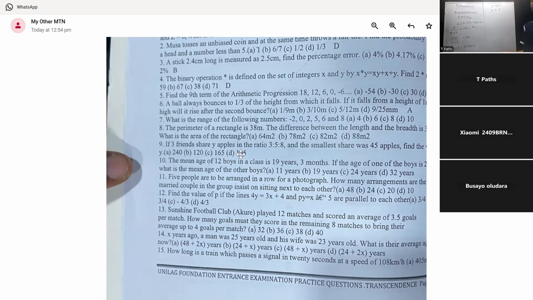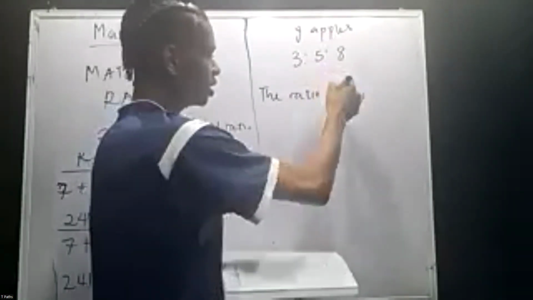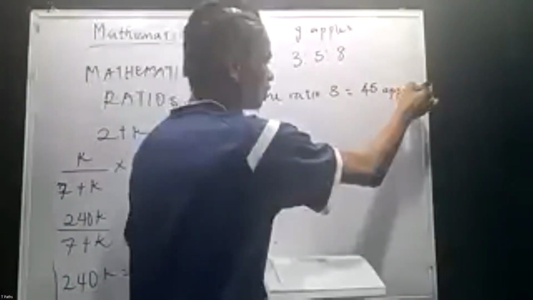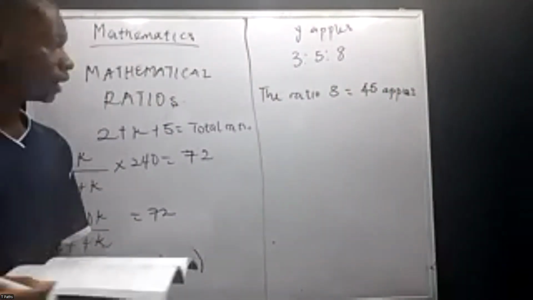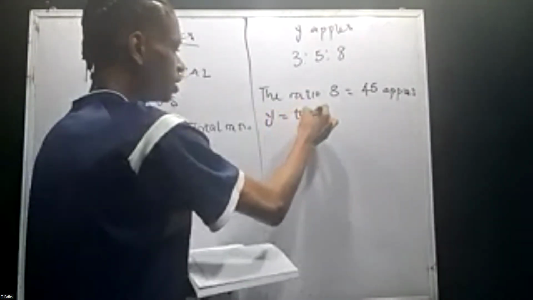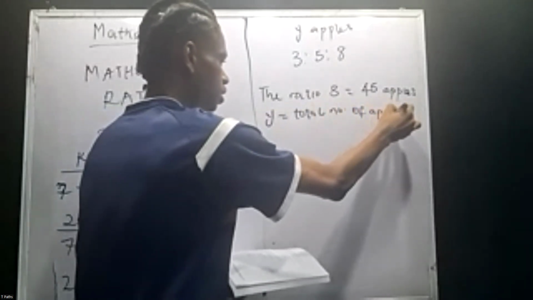So the smallest share is the value with the smallest ratio. So this ratio, the one with the ratio 3, the friend with the ratio 3 had 45 apples. So now we have to calculate the value of Y, and Y is the amount of apples shared. To calculate the value of Y, so now we have Y as the total number of units shared, total number of apples shared.